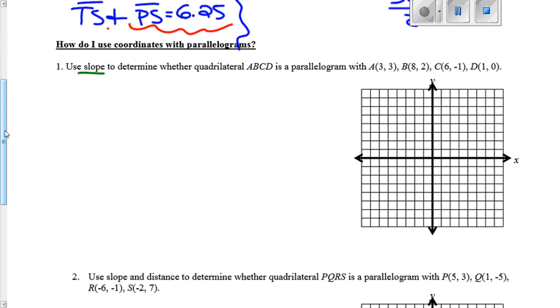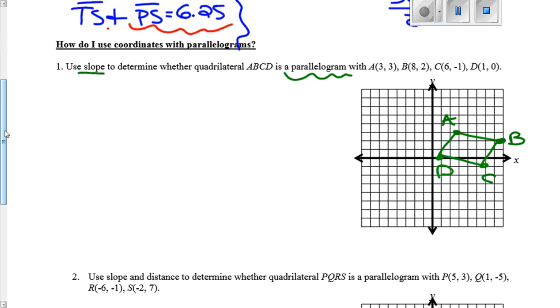So let's start by just plotting our points. Go ahead and do it with me. Okay, there's my quadrilateral. Now, the problem is asking, is it a parallelogram? And I'm using slope. Why am I using slope?